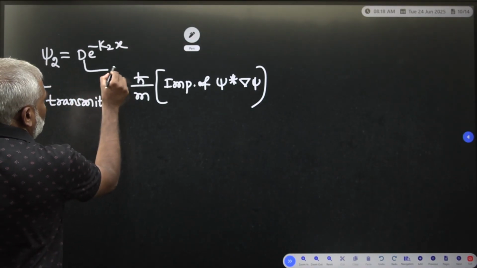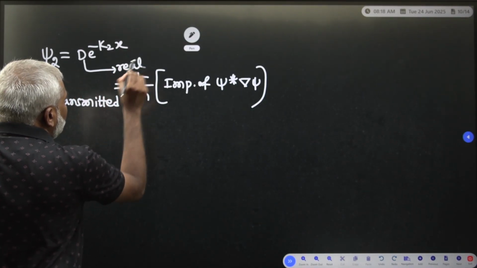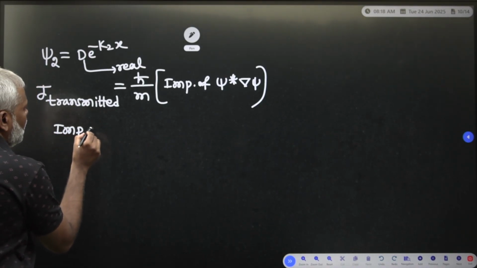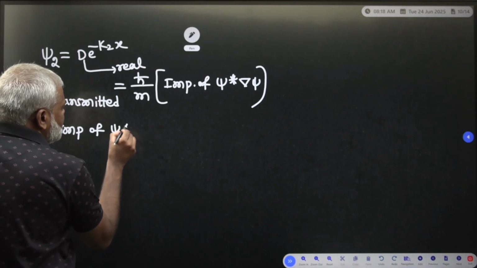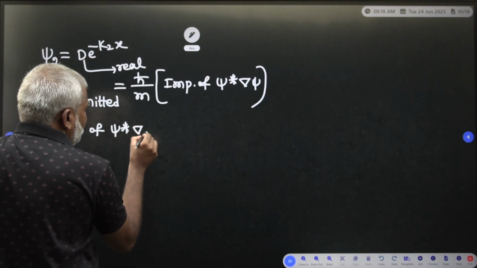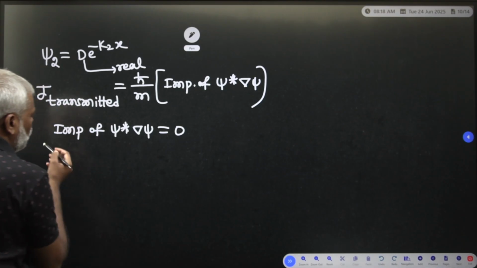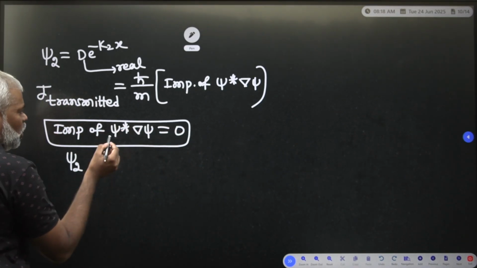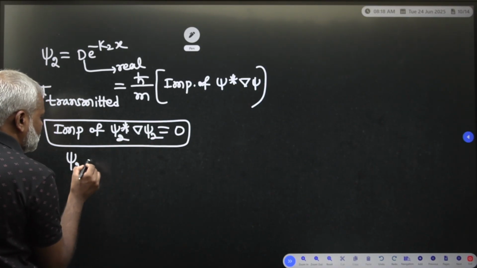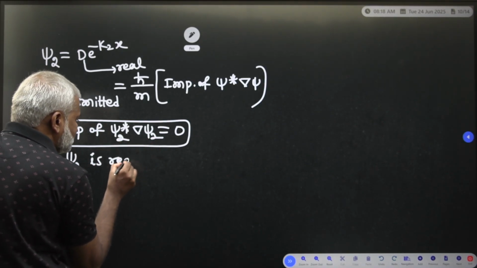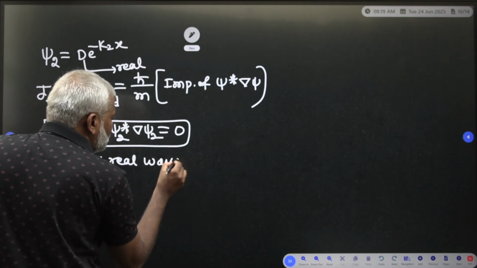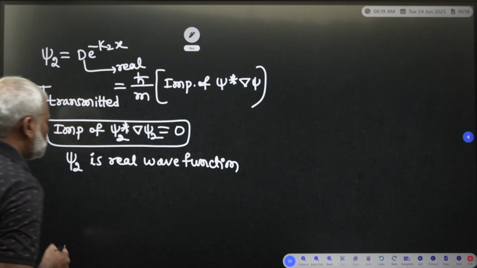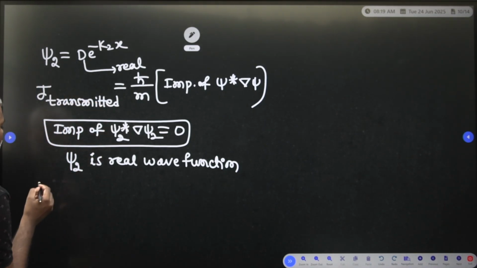So this wave function is which wave function? It is a real wave function. So therefore the imaginary part of psi conjugate into gradient of psi is equal to how much are you able to get? 0, because your psi 2 is a real wave function. There is no imaginary term in that wave function. So that's why that imaginary part is 0.